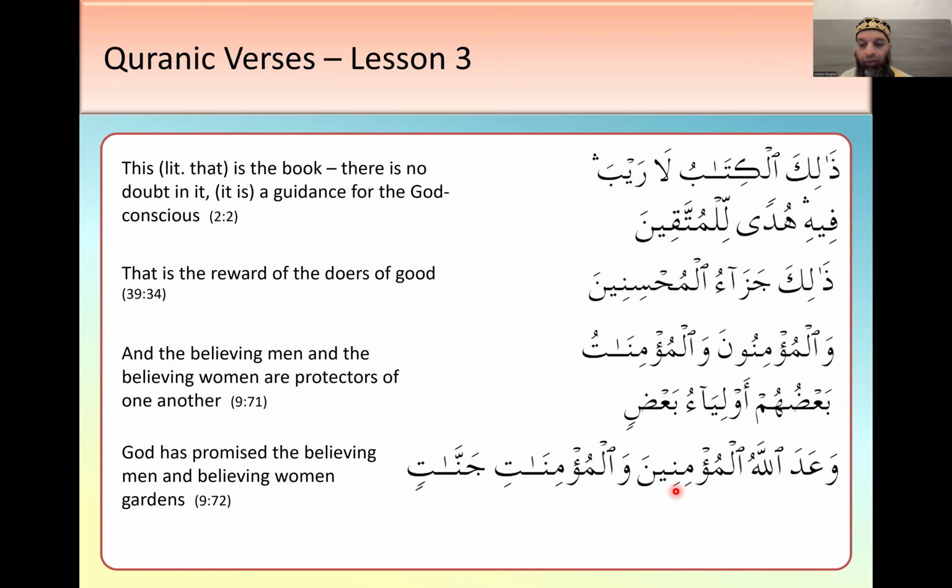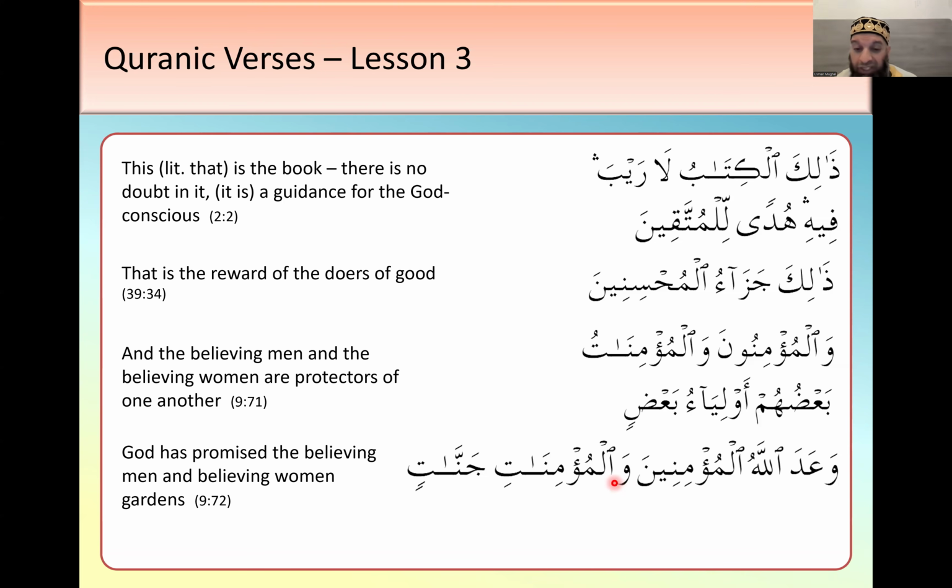Al-mu'minina. Allah has promised who? Mu'min means believer. What does mu'minina mean? Excellent. The believing men. If you saw just wa'adallahu al-mu'minina, you may be able to assume it includes women as well, because the masculine plural covers a mixed group of men and women.